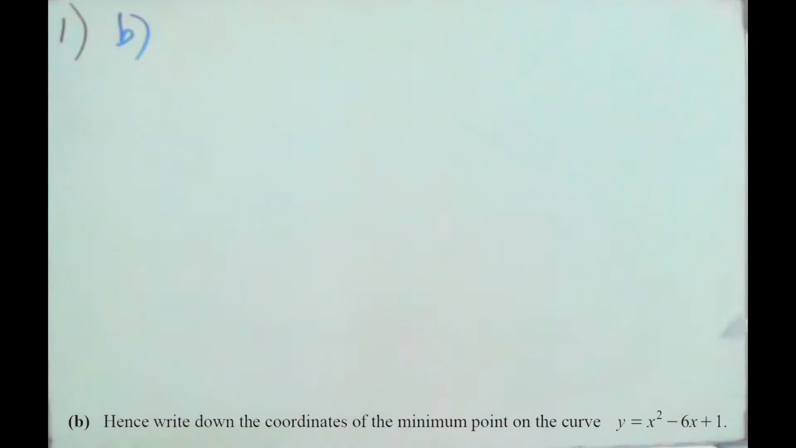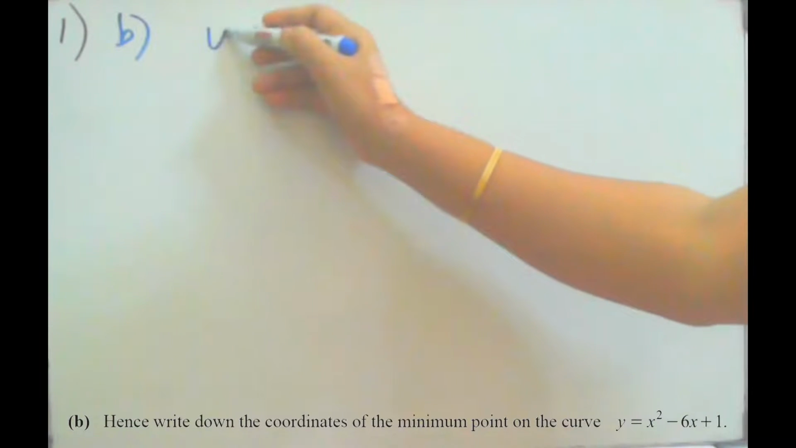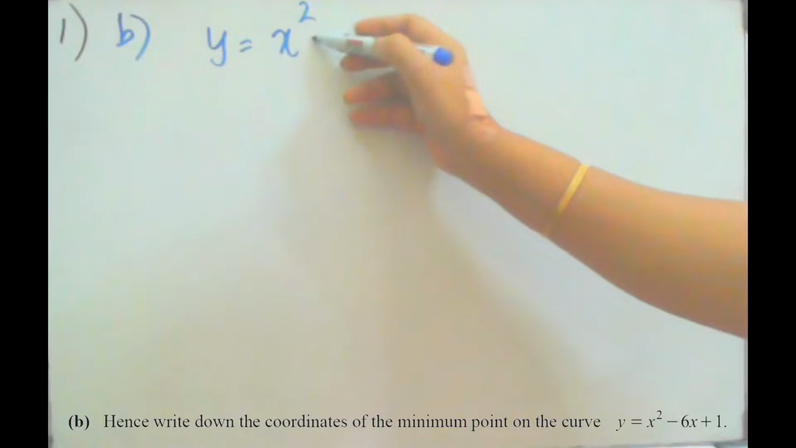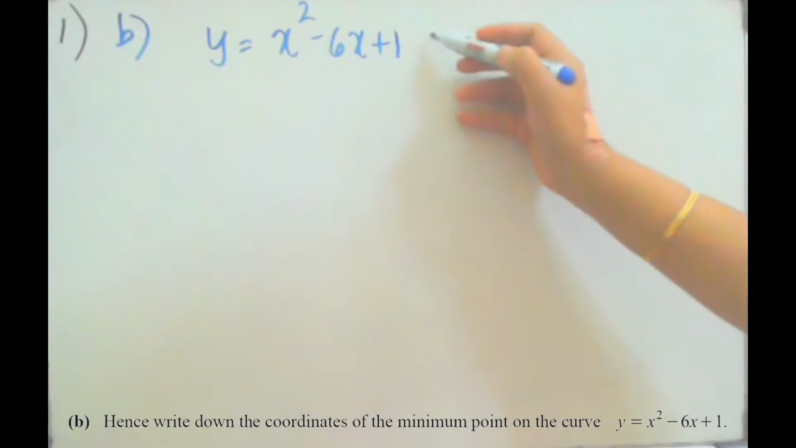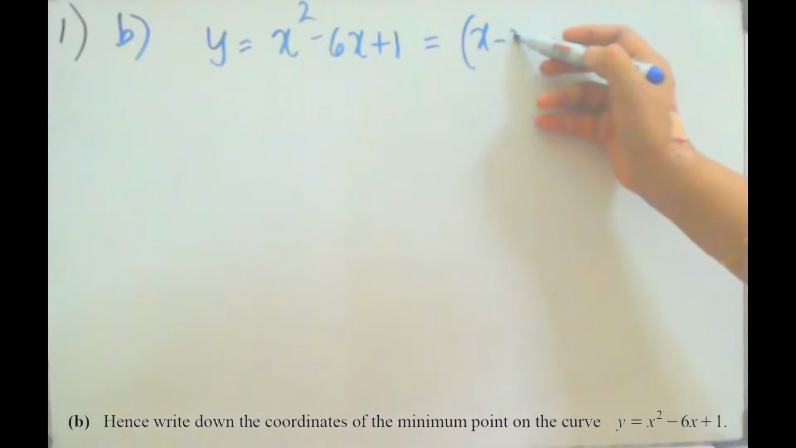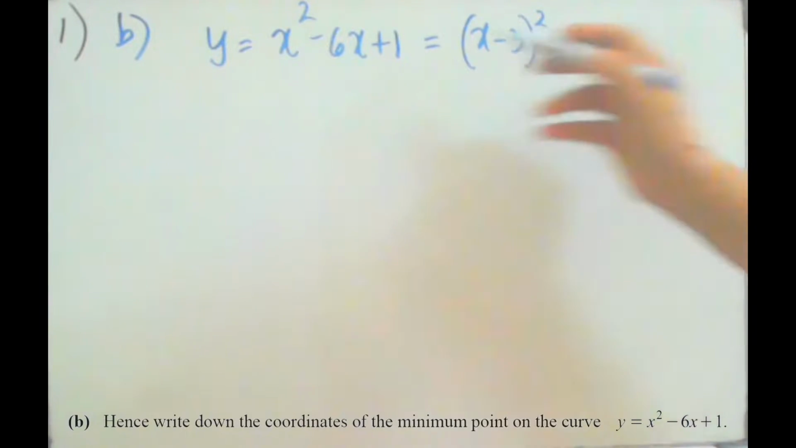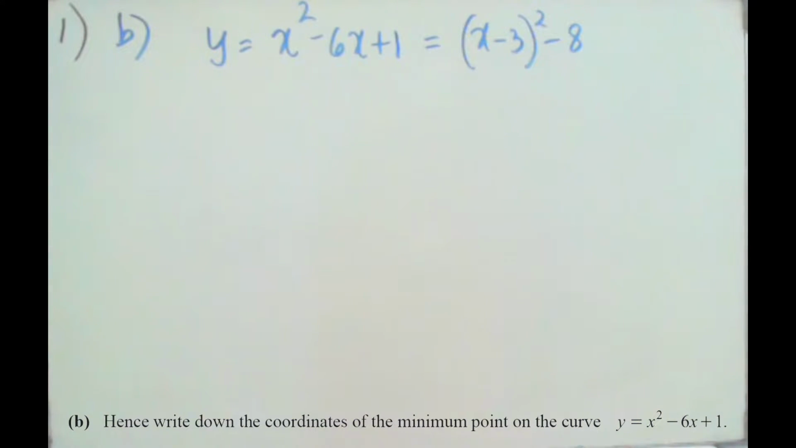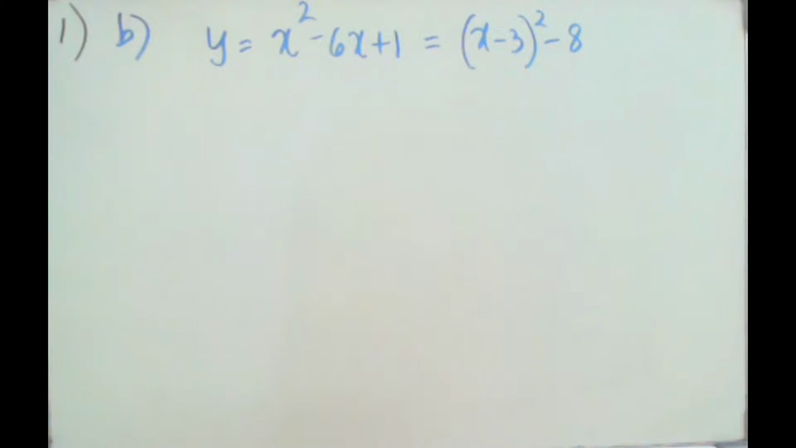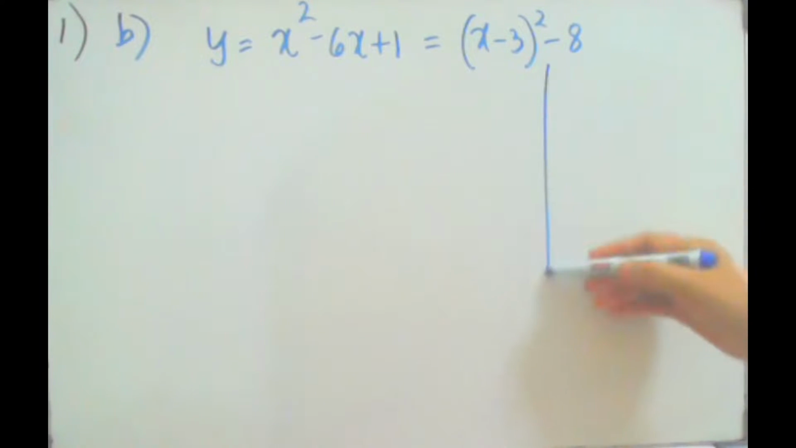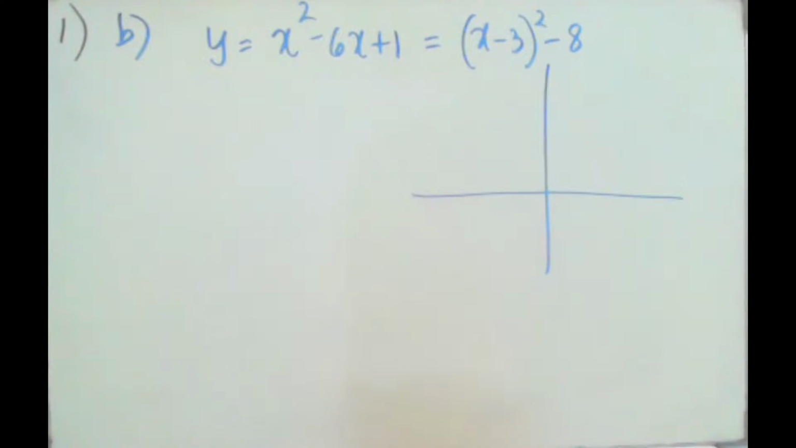Now going to 1B. Hence write down the coordinates of the minimum point. Okay, the equation is same. y = x² − 6x + 1, which is also equal to (x − 3)² − 8. We have seen this in the previous step. Now we have to write the minimum point coordinates. What is the minimum point? Minimum point is the stationary point where the curve goes from the least value to a higher value.